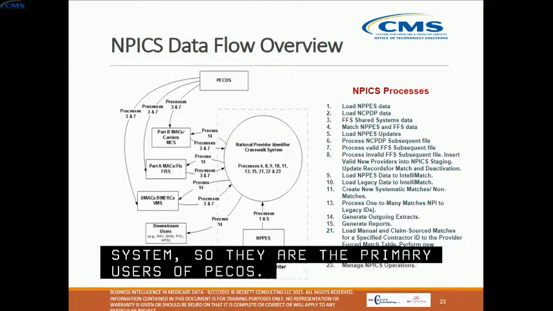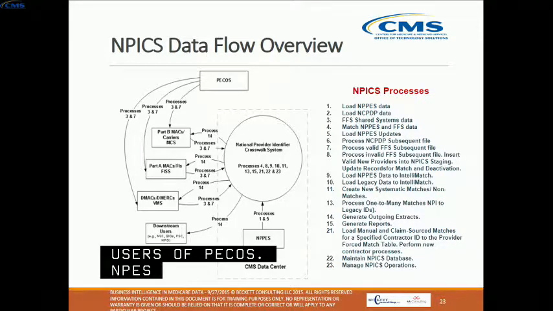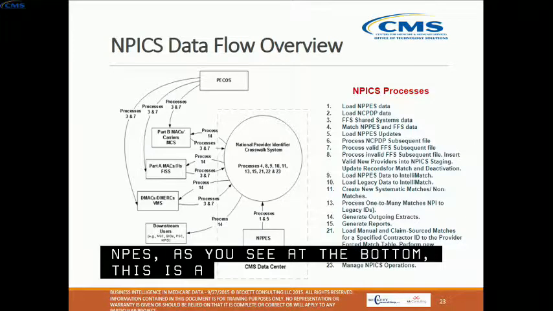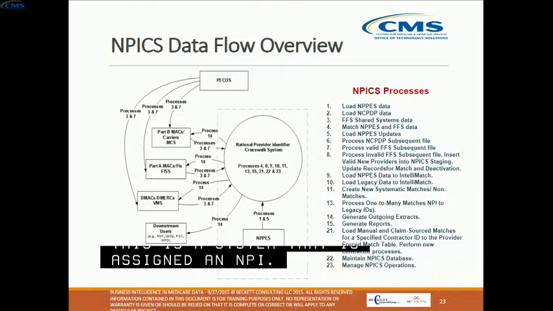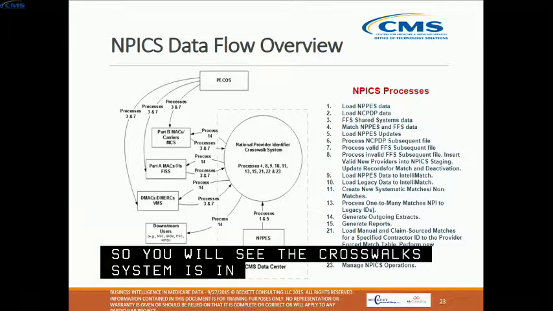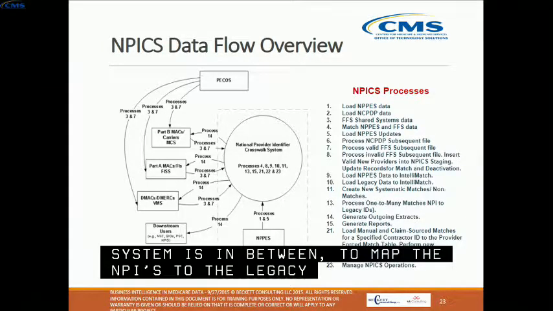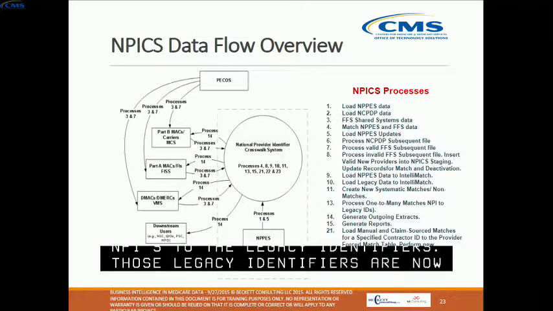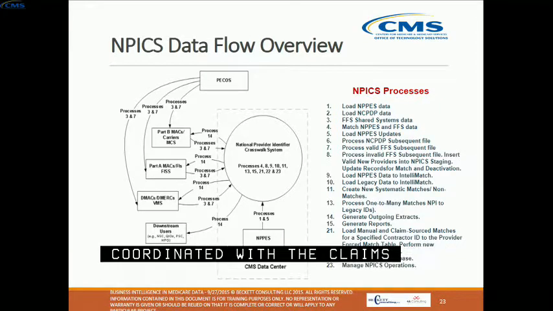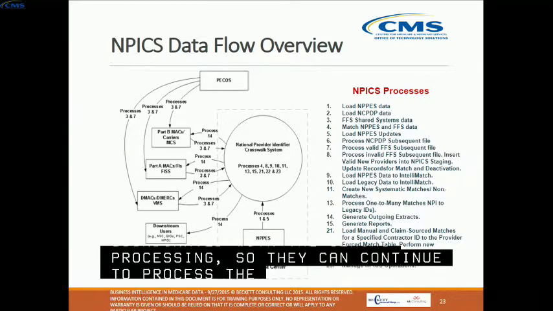NPES, as you see at the bottom middle here, is a system that assigns the NPI. And so you'll see in NPICS here, the crosswalk system is introduced in between to map the NPIs to the legacy identifiers. And those legacy identifiers are now coordinated with the claims processing systems that are used in the MACs so that they can continue to process the claims using the legacy identifiers in place of the NPI.